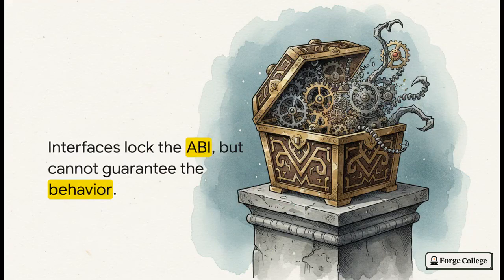But here is the crucial warning you absolutely need to remember. Interfaces lock the ABI. They do not lock the behavior. The interface guarantees that a function called transfer exists and that it takes an address and an amount. But, and this is a big but, the interface absolutely cannot guarantee that the function actually moves tokens. A malicious developer could totally write a transfer function that just steals your funds. Semantic guarantees, meaning proving that the contract actually does what the interface implies it does, still rely heavily on thorough testing, documentation, and auditing. So stay vigilant.